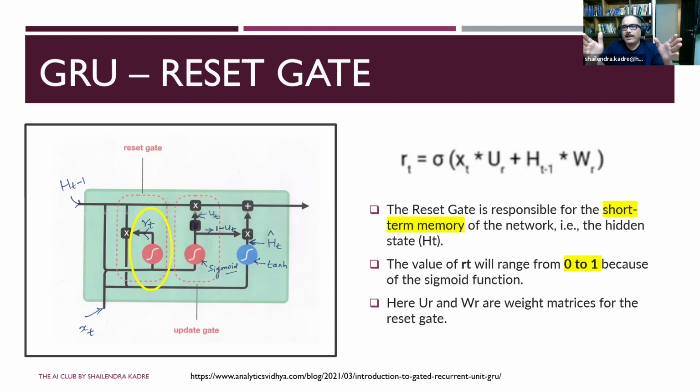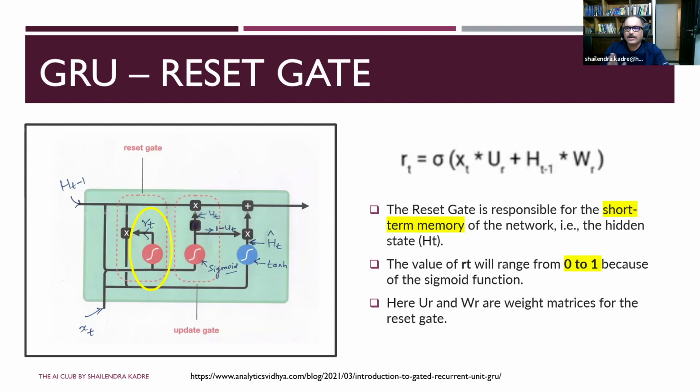And we apply sigma, which is the activation function. The activation function in this case is sigmoid. Sigma is nothing but sigmoid. So we apply the activation function, and the value of RT will be between 0 and 1. Very easy, because we have done it many times in LSTM. It is nothing but your short-term memory. The reset gate is your short-term memory. The value of RT ranges from 0 to 1.